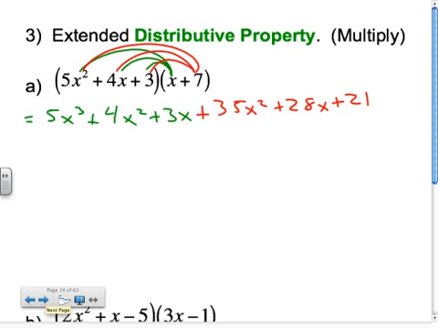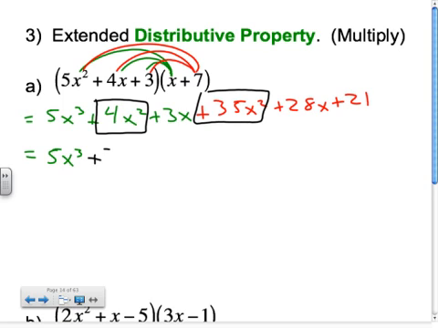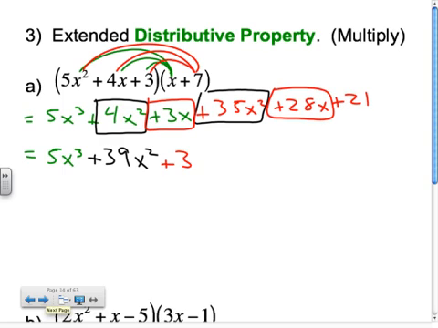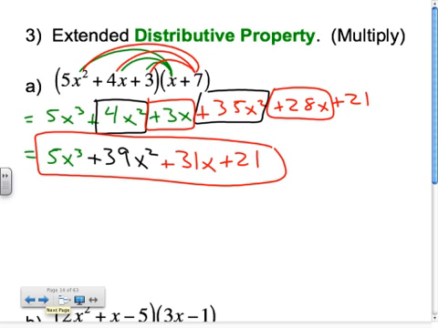Okay? I don't see any other x cubed. So I'm pretty sure 5x cubed is going to stay out in front. All right, so then I got to identify my x squared. So I have positive 4x squared, positive 35. 4 and 35, pretty sure it makes 39x squared. Then I see positive 3x, positive 28x. 3 and 28, 31x's. And lastly, the 21 is left all by itself. And so that would be my product here. Multiply and then simplify.